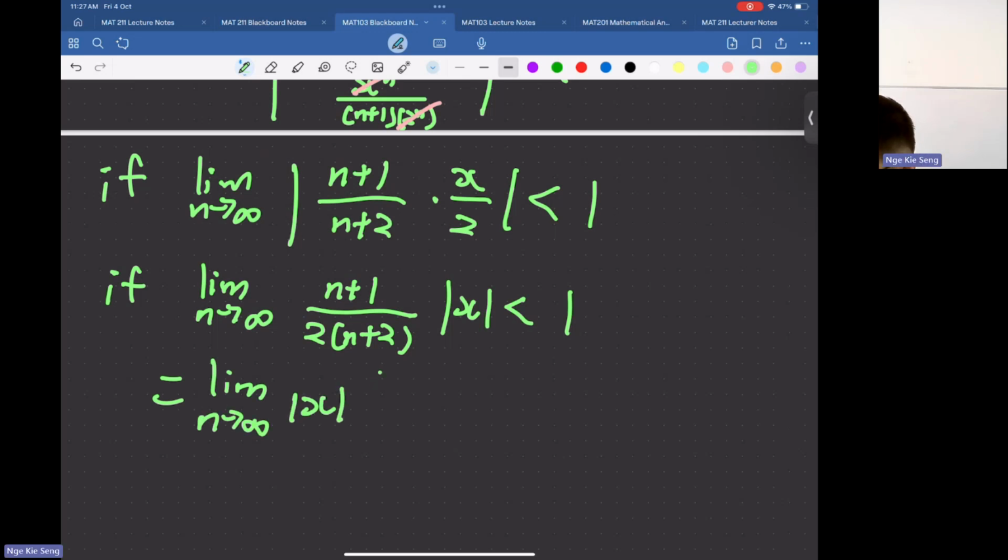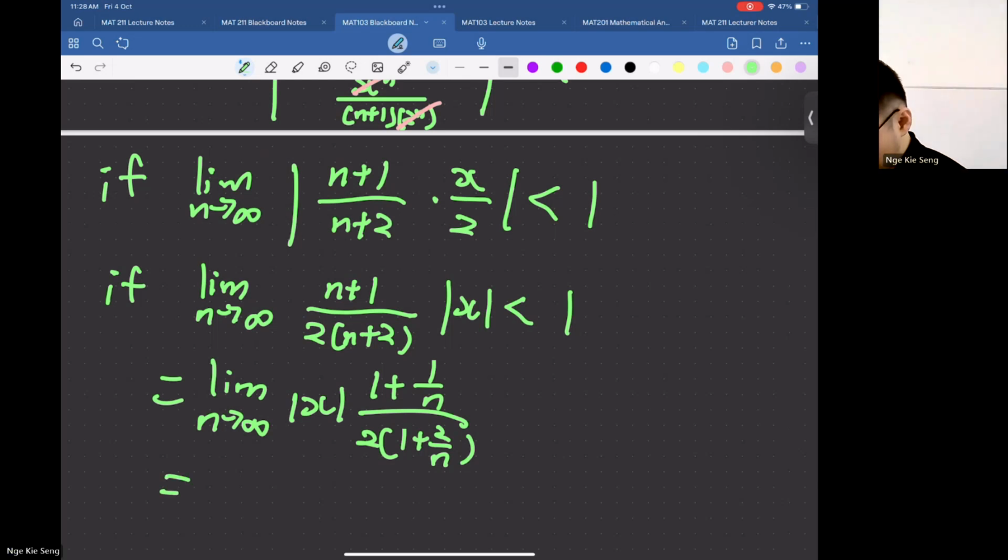Remember how you compute the limit? You consider 1 plus 1 over n over 2 times 1 over 2. Does it converge? 1 over n converges to 0, and 2 over n converges to 0. So everything inside here converges. This one scalar, scalar, scalar, converge, scalar, converge. So you use the property of convergent sequences and bring the limit to every one. If you do that, what do you get? You get the absolute value of x times 1 over 2.